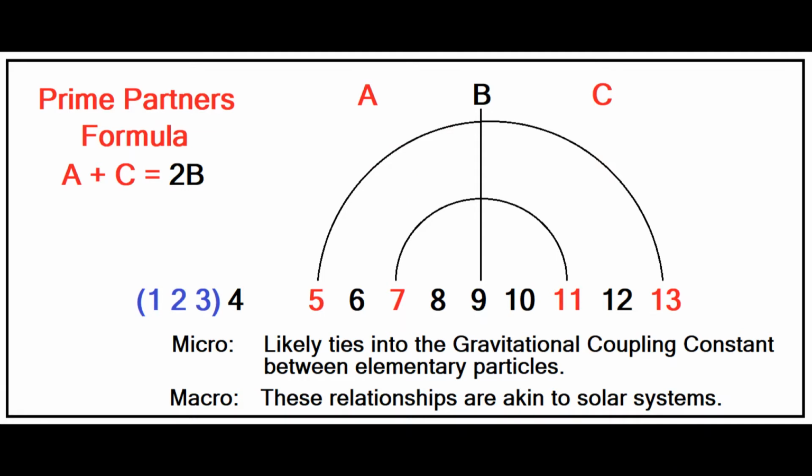All pairs of prime partners follow the same formula. A plus C equals 2B. In this formula, the center point is B. Primes to the left are A, primes to the right are C.